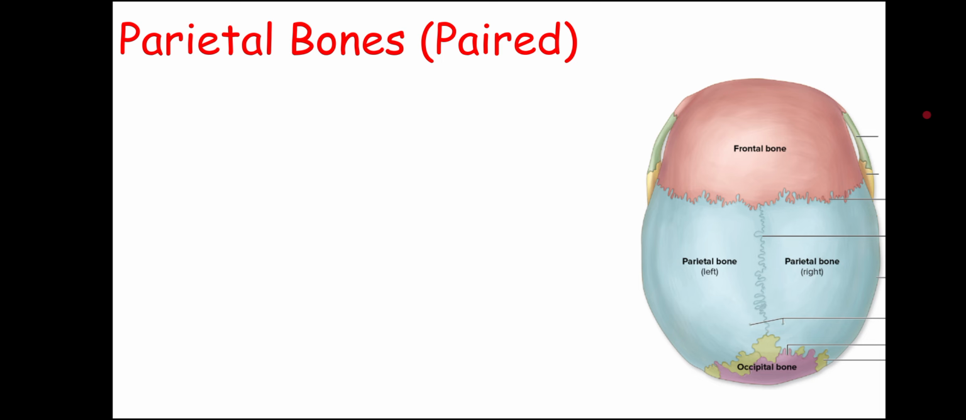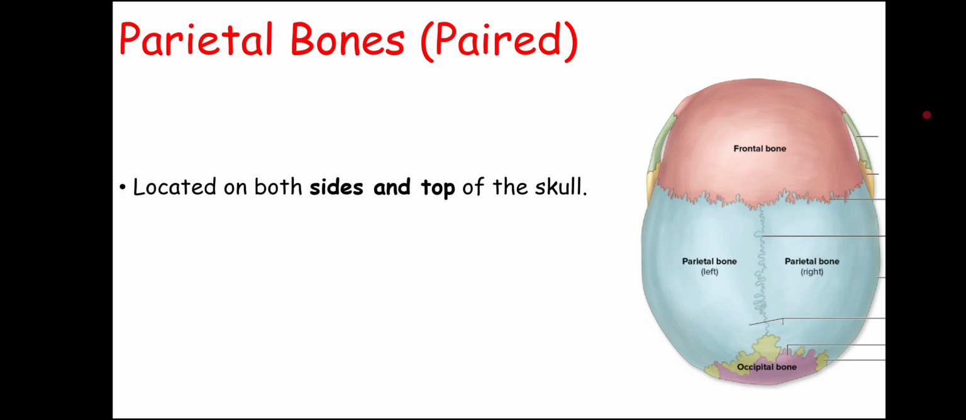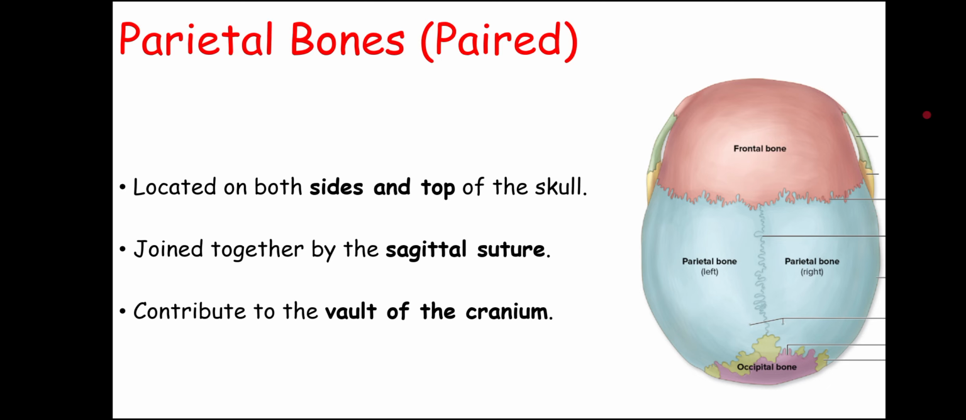Next bone we are going to talk about is parietal bone that is paired bone. That means there will be two parietal bones in every skull. They are located on both sides and top of the skull. They are joined together by sagittal suture and they contribute to the vault of cranium.